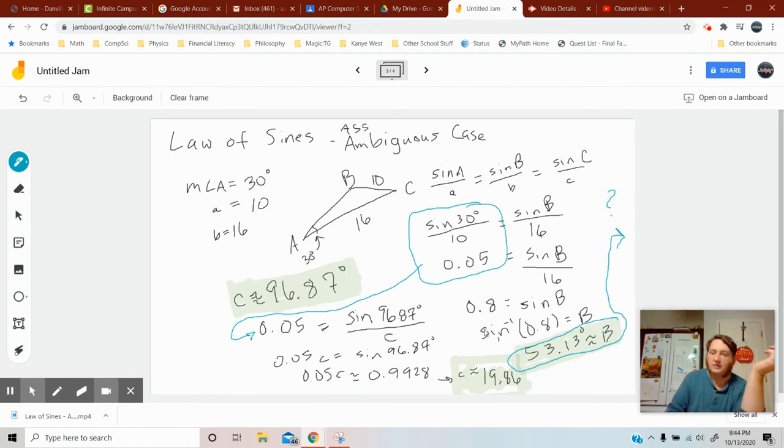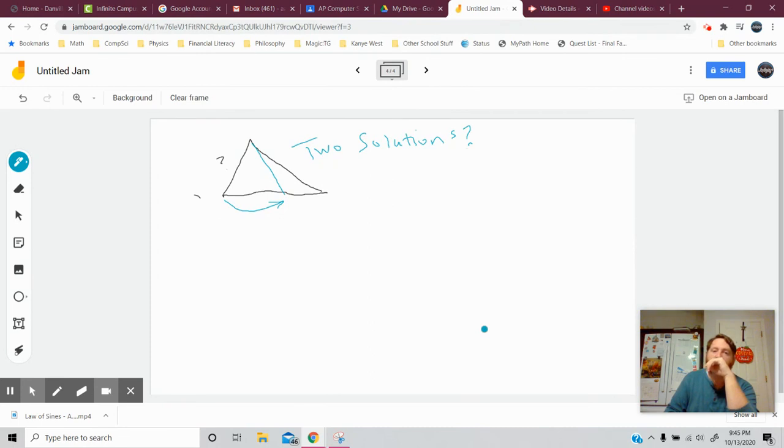And you check something. So I need to remember that it's 53.13 degrees. So what if instead of being 53 point, I think it was 13, what if it's this way? What if it's an obtuse angle?